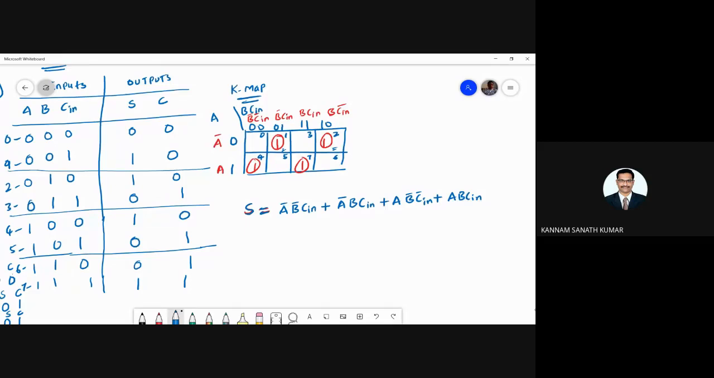So what you can do, from these two, I am taking C bar in common, and from these two, I am taking C in common. Okay. So S equal to, these two I am writing, A B bar plus A bar B.